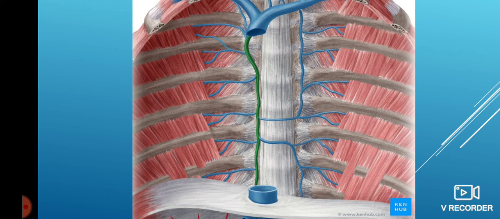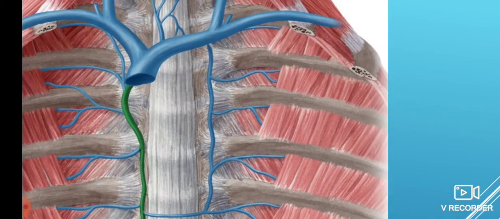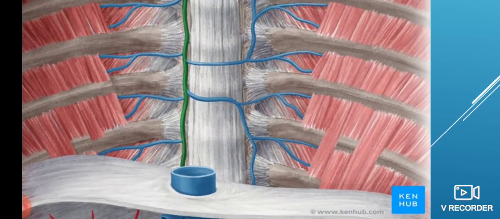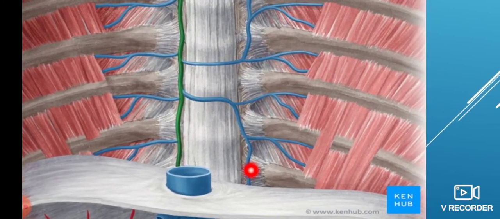Another set of azygos is the hemiazygos and accessory hemiazygos. Both are present on the left side. This is the hemiazygos vein and this is the accessory hemiazygos. Hemiazygos ascends on the left side, then it crosses to the right side at the level of T8 vertebra. Then it joins with the azygos.